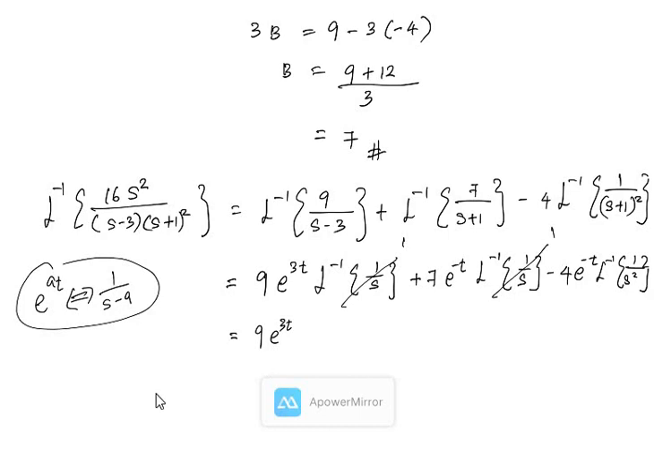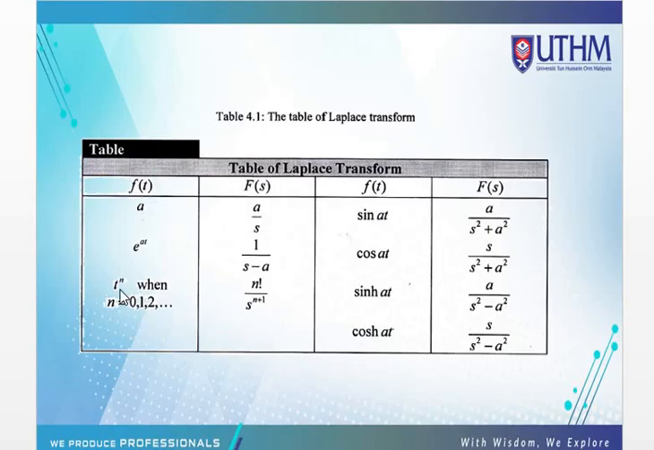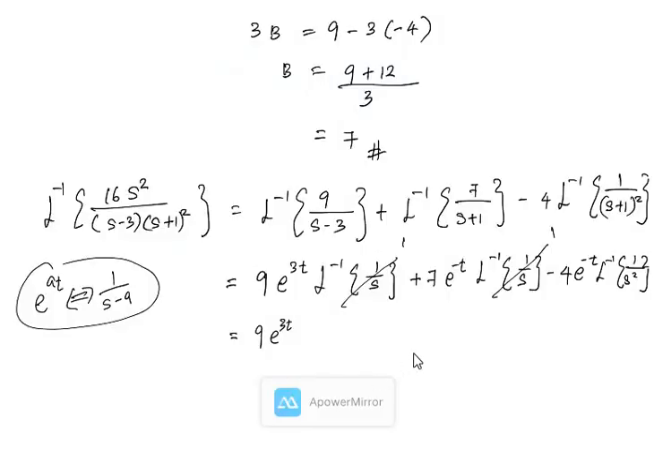And for this one, you still remember? This is referred to t power of n. You obtain n factorial divided by s power of n plus 1. So just now your case is 1 over s squared, which means that this is 1 over s power of 2. So this is t power of 1. So now this is plus 7 exponent negative t minus 4 exponent negative t, and this one is equal to t. So that's how you get the f(t).